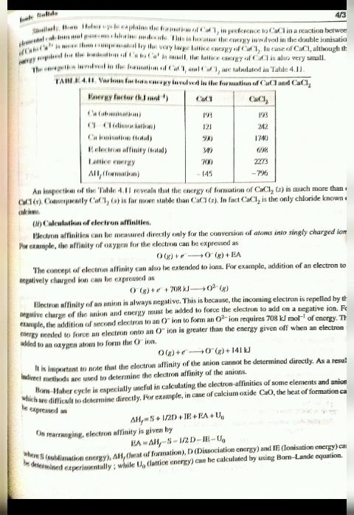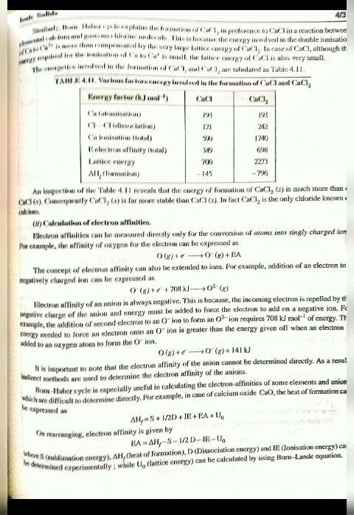Electron affinity of an anion is always negative. This is because the incoming electron is repelled by the negative charge of the anion, and energy must be added to force the electron to add on to a negative ion. For example, the addition of a second electron to an O negative ion to form an O2 negative ion requires 708 kilojoule per mole of energy. The energy needed to force an electron into an O negative ion is greater than the energy given off when an electron is added to an oxygen atom to form the O negative ion. O plus electron gives O negative plus 141 kilojoule.